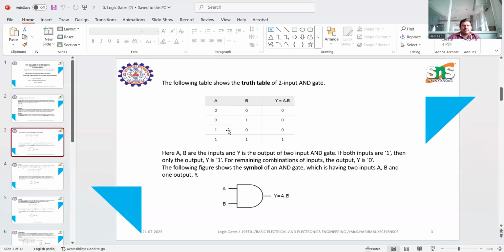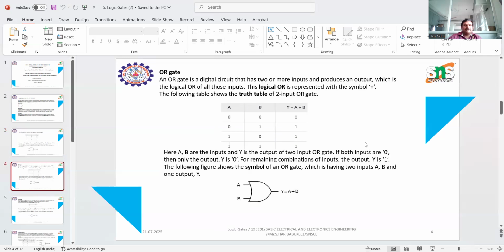For the AND gate operation, A and B are inputs and Y is the output. It is like a multiplication operation. So in the case of 1 into 1, the output will be 1, otherwise it will be 0. If either one of the values is 0, the output will be 0. Its logic gate symbol and operation are shown here, where A and B are inputs and the output is Y.